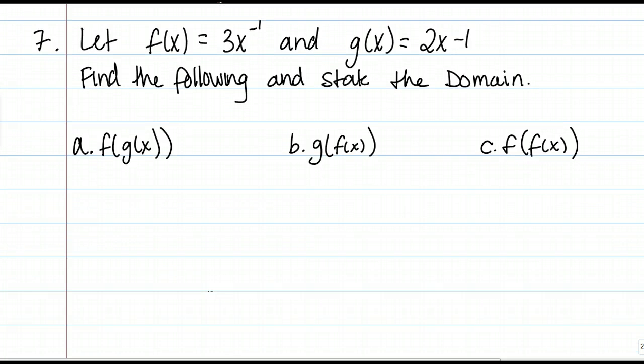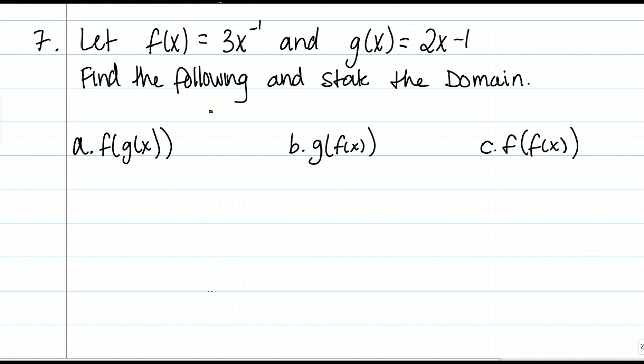Right here are the last few problems, and I'm going to try to get through them in the next 3 minutes. And if not, we can make a part 2 video to help us out. So let f of x equal 3x to the negative 1 power, and g of x equals 2x minus 1. So I need to find f of g of x.